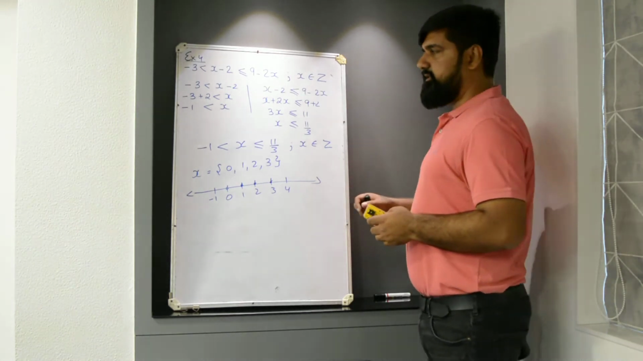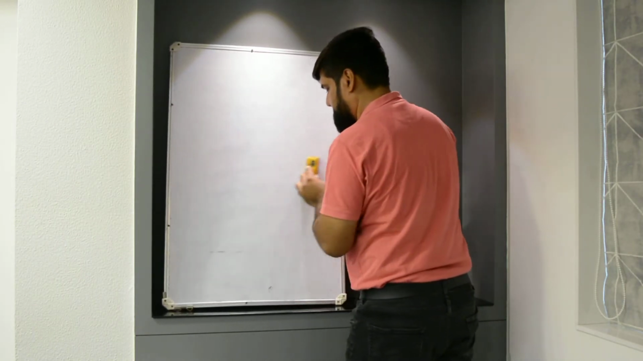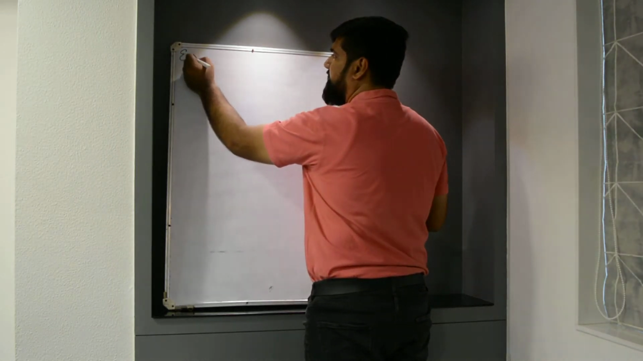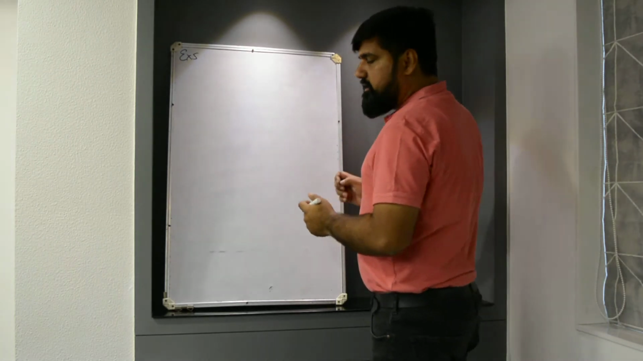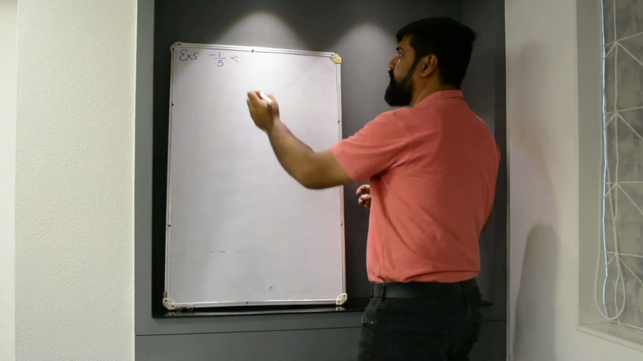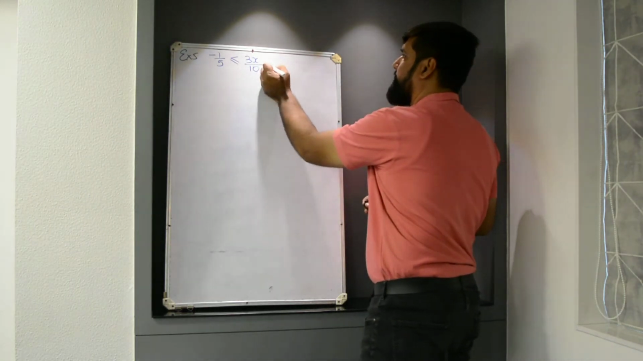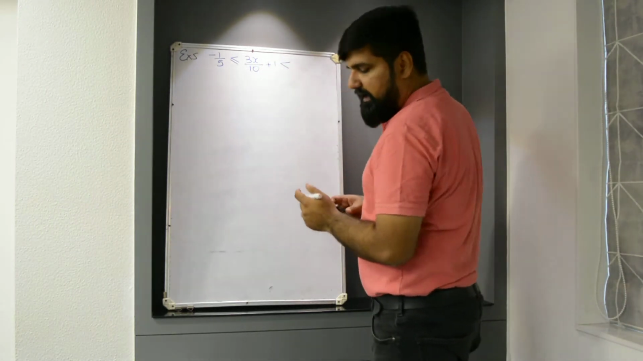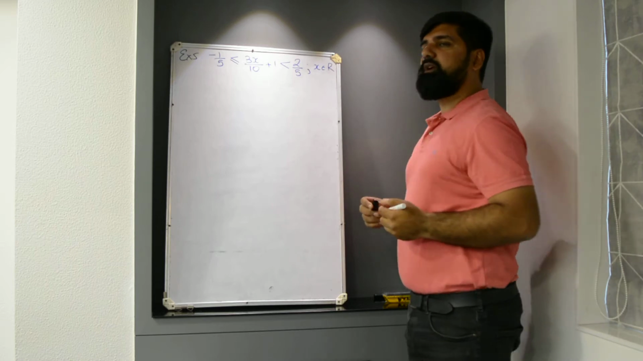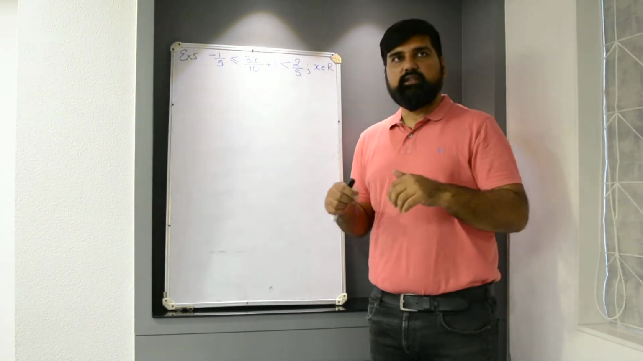I just erased this example. So the next example which is given to us, example number 5, is minus 1 by 5 is less than or equal to 3x by 10 plus 1, which is less than 2 by 5. And along with this we have been given x belongs to real numbers. Again, real numbers means it will include all the rational numbers which are between the digits.